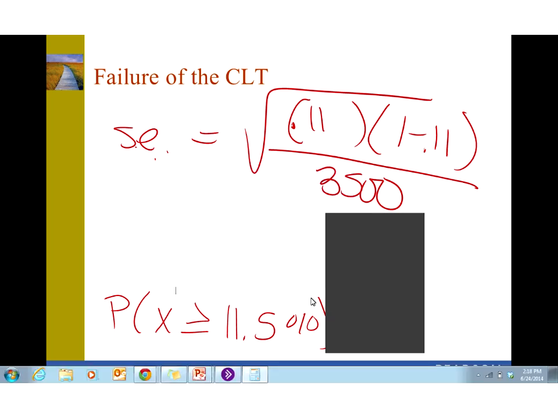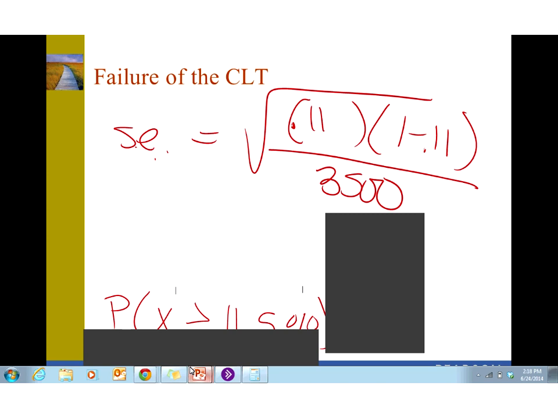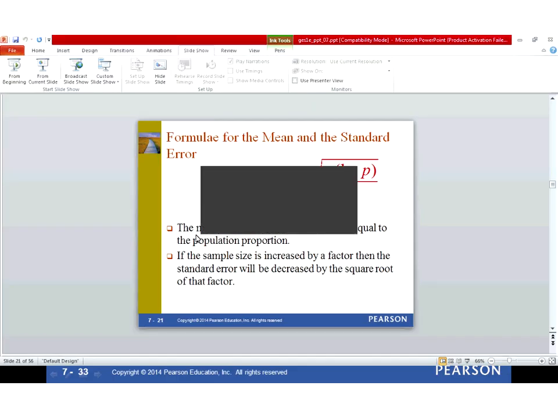Okay. If we can still see this app. So 0.11 times 1 minus 0.11, divided by 3,500. Take the square root. 0.00528. So that's really all that I completely messed up on.